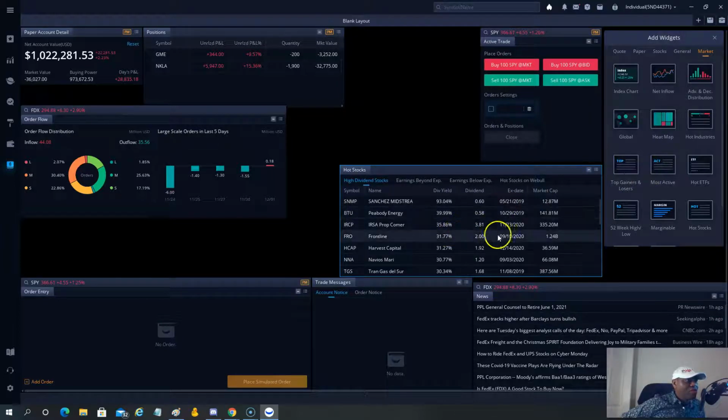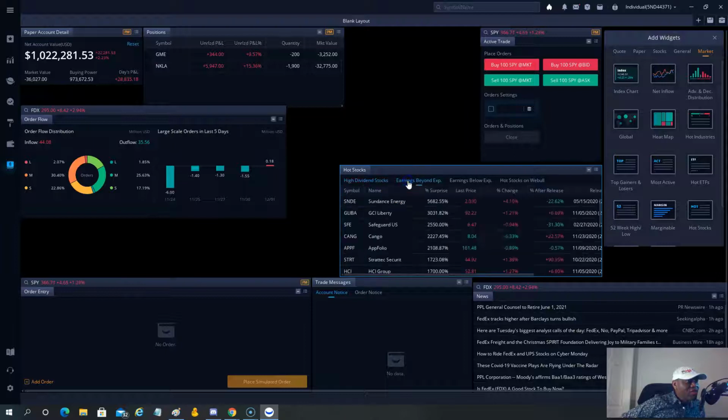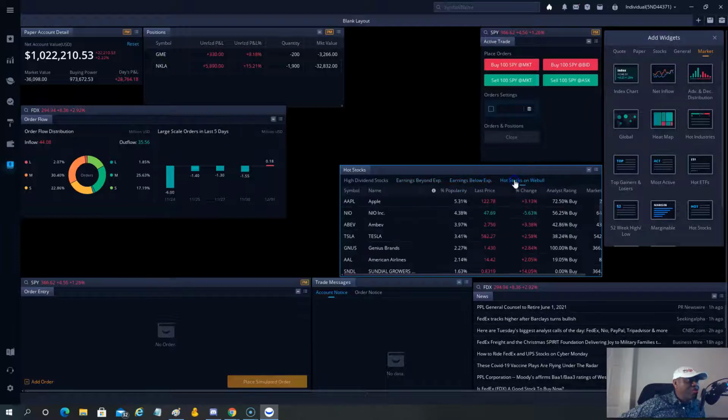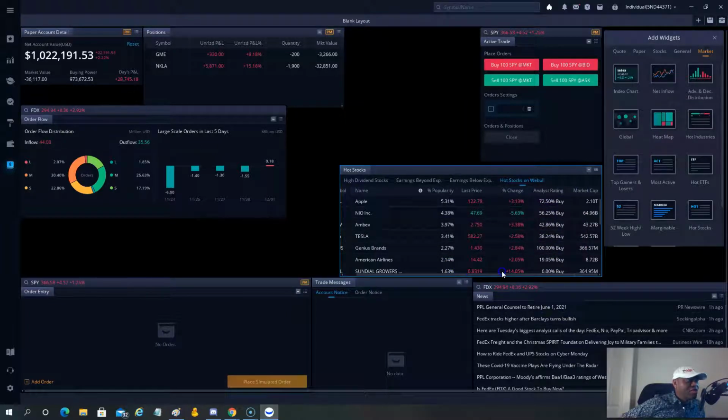So you get the hot stock in here at any point of time. What do they say? High dividend stock. Okay, so they have a list of hot or high dividend stock, high earnings beyond expectations. That's what they mean by hot stock. Hot stock on Webull means other stock that people on Webull are trading. So you may be interested in this.